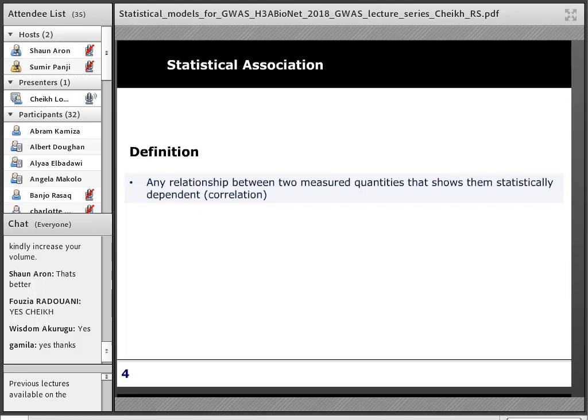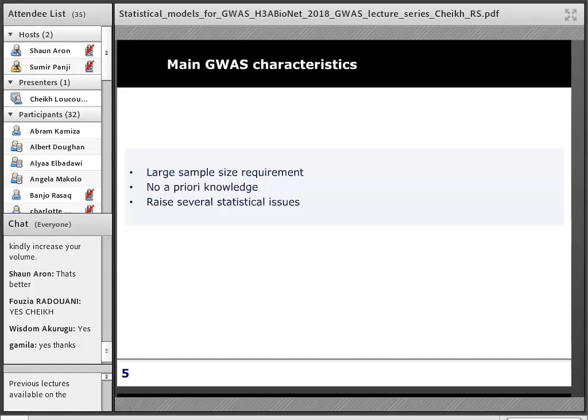In statistics, the definition of association is any relationship between two measured quantities that makes them statistically dependent. It's equivalent to correlation. So when you have correlation between two variables, then in statistics you have association. And we have the main GWAS characteristics concerning the statistical side. You have other characteristics of GWAS that are not statistical, but for statistics, you have a large sample size requirement.